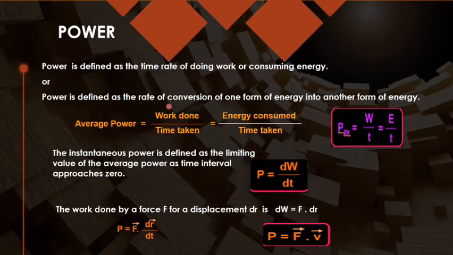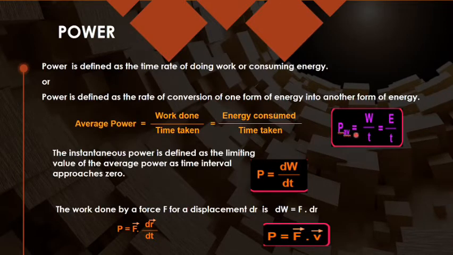Next quantity with you is power, again important, and it is defined as the time rate of doing work, or you may say consuming the energy. Mathematically, it is simply work done divided by time taken. So power P, capital P, can be written as work done upon time taken, which is equal to energy consumed divided by the time taken.